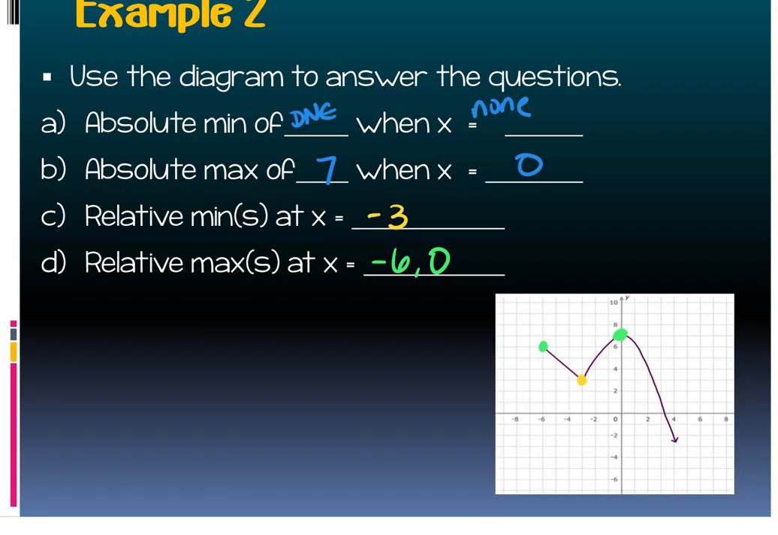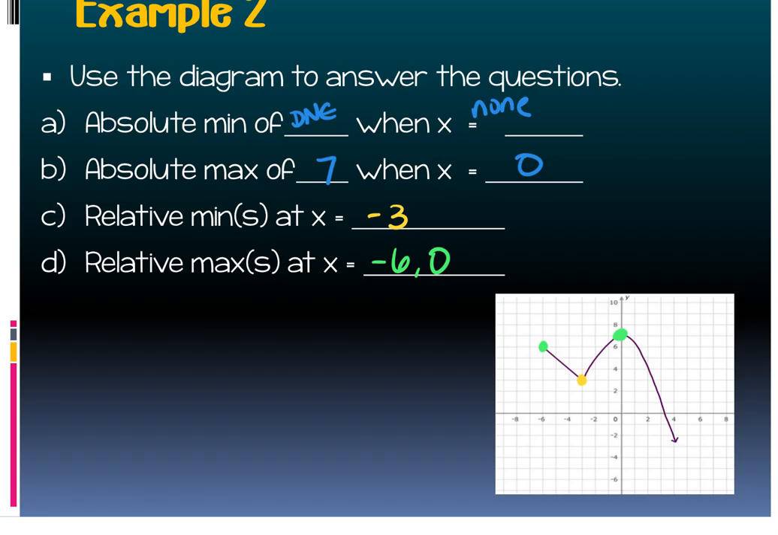No. You have to give a specific location for relative min and max or absolute min and max. You can't ever put infinity. I thought we did put infinity for something. What did we put infinity for? Oh, sorry. It's okay.